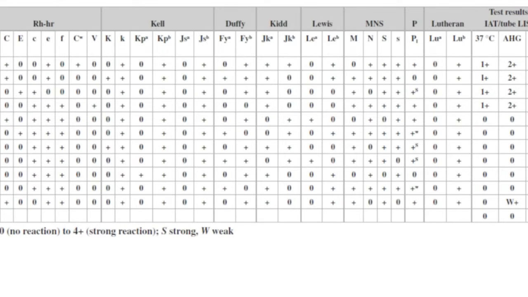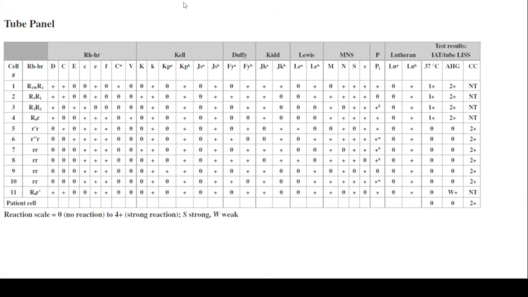Correct. So here we have a panel, and what are we seeing? So we're seeing reactivity in almost half the cell lines, or 4 or 5 cell lines, at 37 and at AHG, and the autocontrol is negative. Right. So we're seeing about half the cells reacting with the same strength as what we're seeing in screening cells, 1 to 2+ at 37 and AHG.